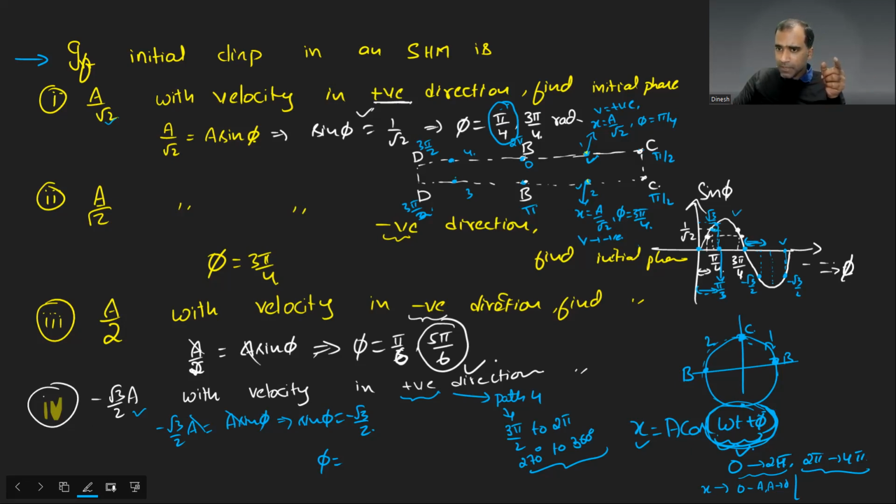Same shape here and here. So the width should be the same, to get the same amount of change in amplitude. To change the amplitude by root 3 by 2, here we have taken a phase difference of pi by 3. To change the amplitude by root 3 by 2 in the negative direction, the same angle should be taken, which is pi by 3 or 60 degrees.